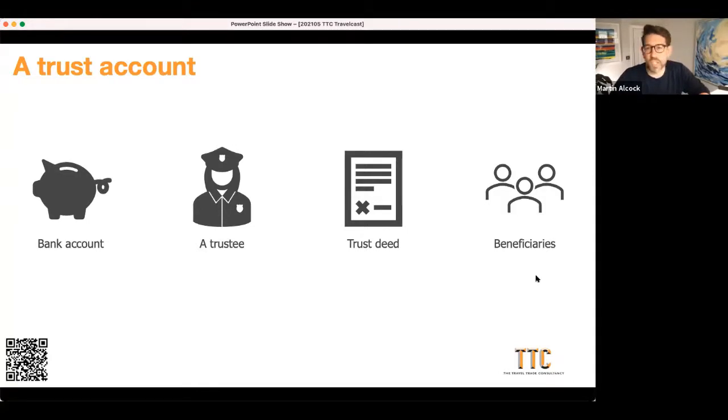And so all trust accounts would usually have those four basic aspects, but the aspects would actually change. Certainly the trust deed would look very different if it was, say, an ATOL trust versus a trust to protect your non-flight packages or whatever.